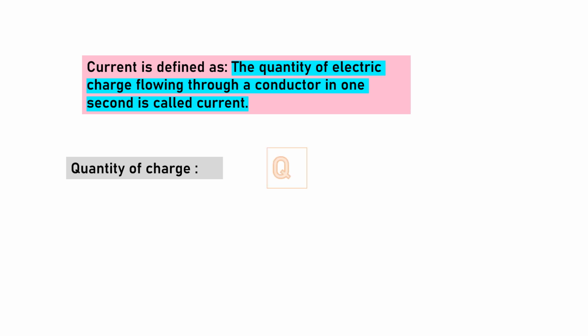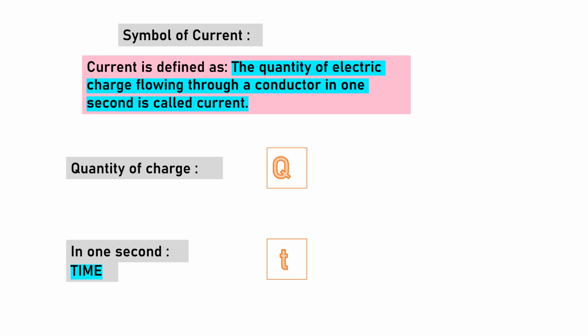The quantity of charge is symbolized as Q. In 1 second, time is important. So the symbol of time is T and we know the symbol of current is I. Okay, so here the formula happens to be I equal to Q over T, Q divided by T.